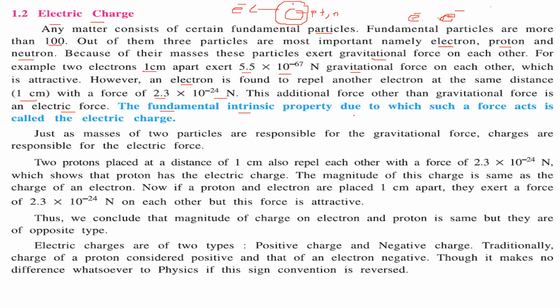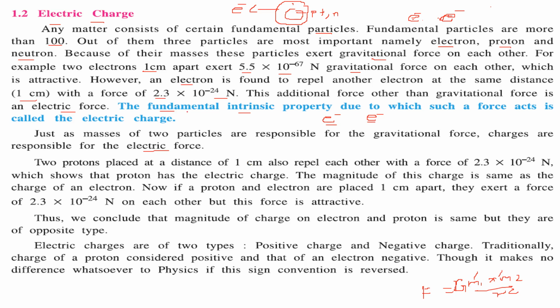The fundamental intrinsic property due to which this force acts is the charge of this electron, the electric charge. As with masses, we know that the gravitational force is given by m1 m2 by the distance squared, and of course we have a gravitational constant G. Since masses play a role in the gravitational force, the charges are responsible for the electrical force.